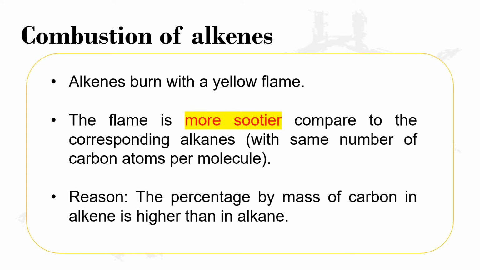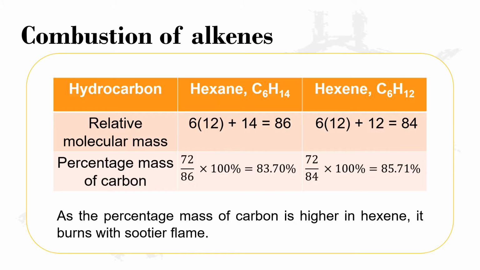The second point here: the flame is sootier compared to the corresponding alkanes. This means that, with the same carbon number, ethene will burn sootier compared to ethane. Why? The reason is that the percentage by mass of carbon in the alkene is higher than in the alkane. So let's see the table. There are two hydrocarbons.